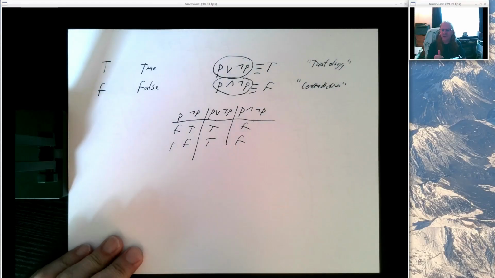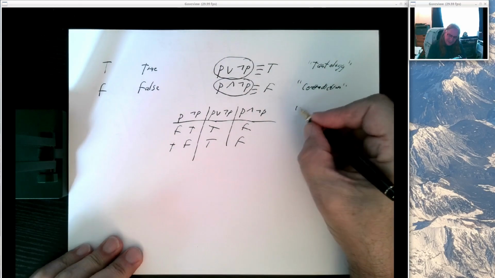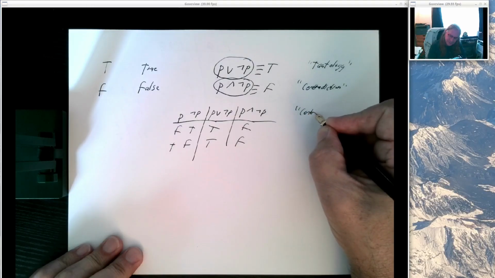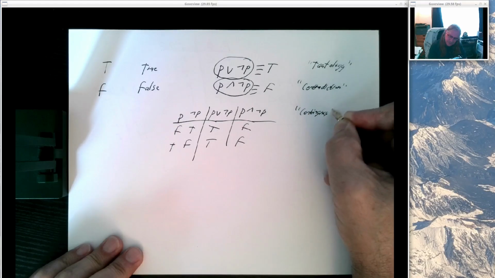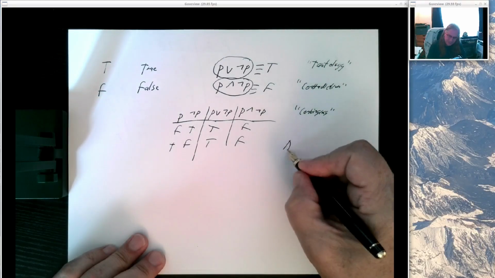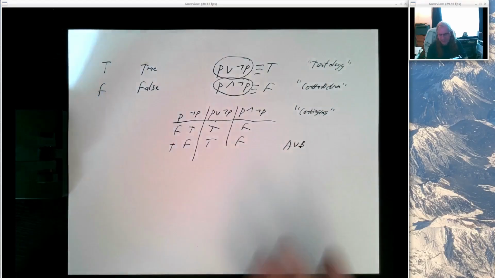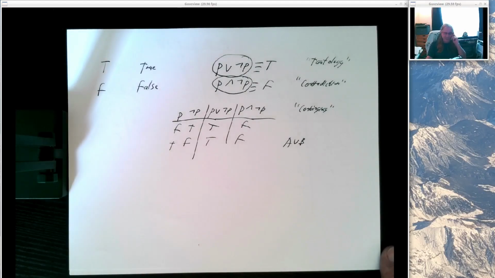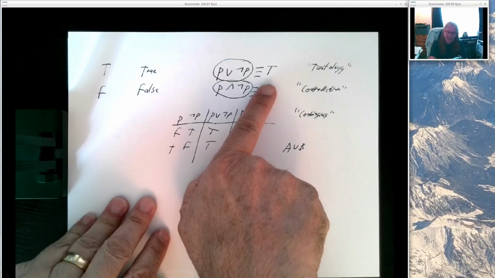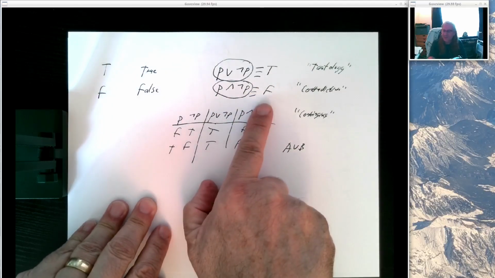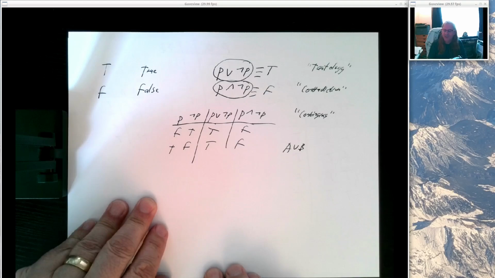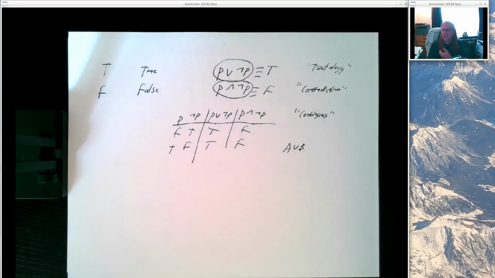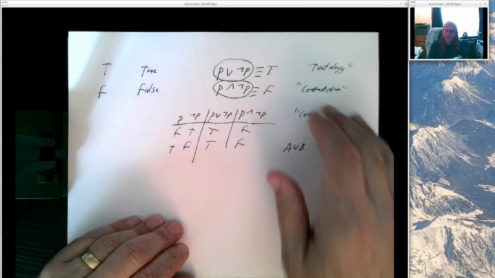So a tautology is always true. A contradiction is always false. Anything else is called a contingency. For example, A or B. Well, that's not always true and it's not always false. It depends on the values of A and B, or it's contingent on the values of A or B. So some propositions will be logically equivalent to true, tautologies. Some will be equivalent to false, contradictions. Most propositions will be sometimes true, sometimes false. Those are called contingencies.